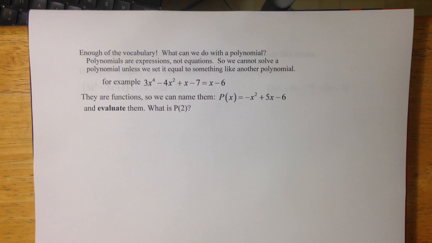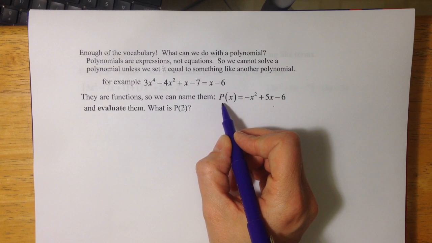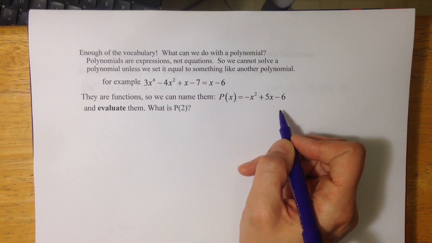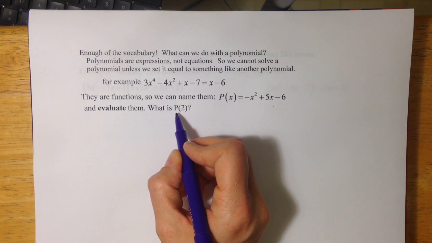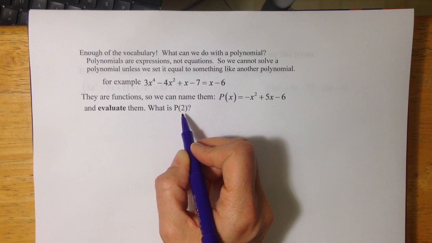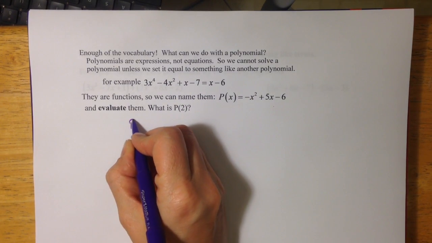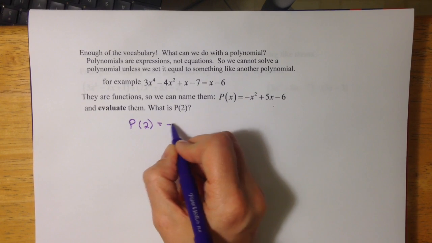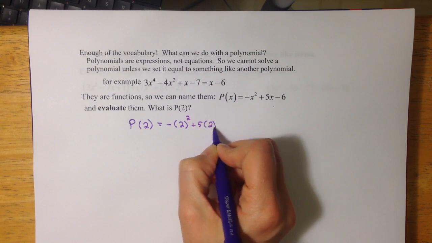Let's look at one particular polynomial function. A lot of times we name our polynomials p. So this is the function p of x equals negative x squared plus 5x minus 6. And I would like to evaluate it for x equals 2, or I would like to find p of 2. Now remember, this function notation just means that I'm going to plug in 2 for the x's. So when you're asked to evaluate a function, that usually means you're going to plug in a particular number for the variable, and then simplify to get a number as an answer.